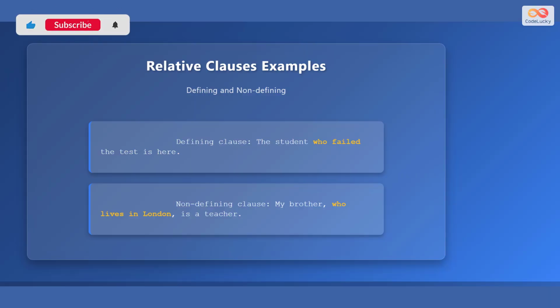Defining relative clauses give important information needed to understand the sentence. Non-defining clauses add extra but not essential details. For example, my brother, who lives in London, is a teacher. Notice the commas in non-defining clauses.